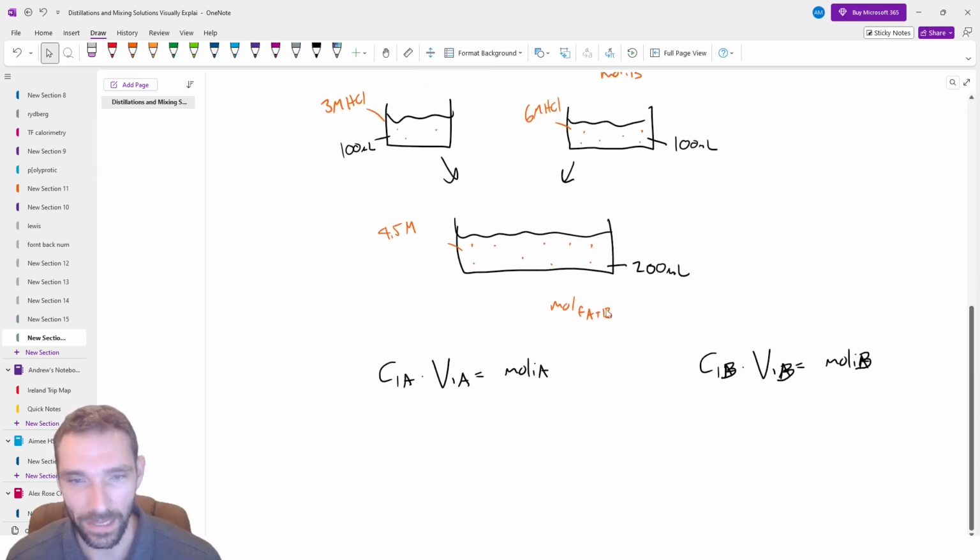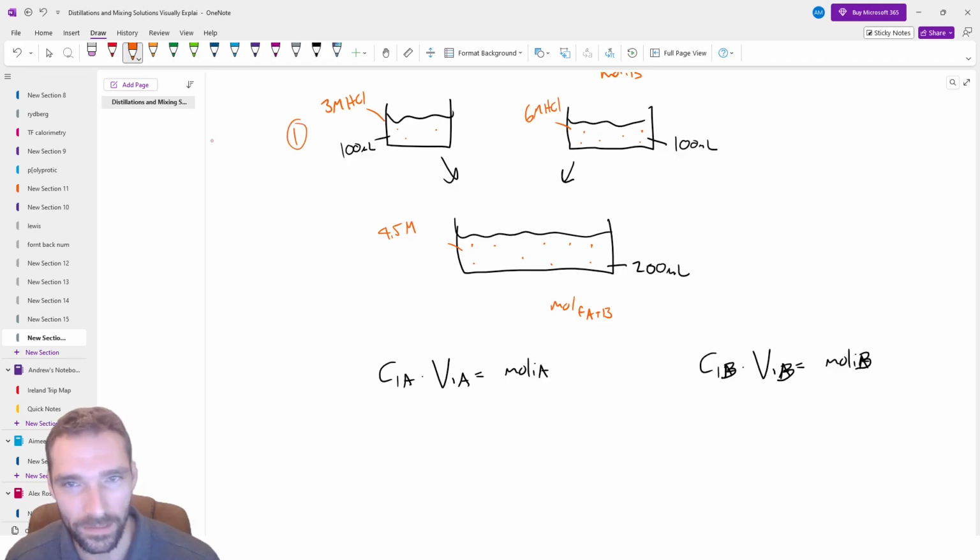But in terms of the math, what you're going to want to do is think of this as your 1 and this as your 2 in terms of concentrations and volumes and the moles that they are contributing. So there's some moles that are being contributed from this left one and some moles that are being contributed from the right one. You're going to need to add those together to figure out your final concentration.